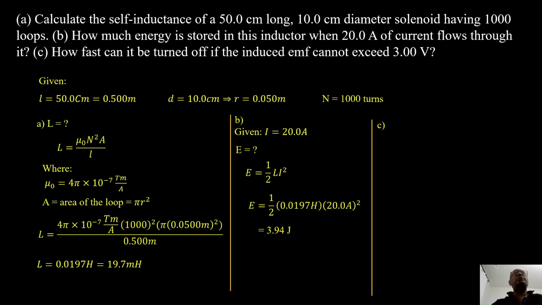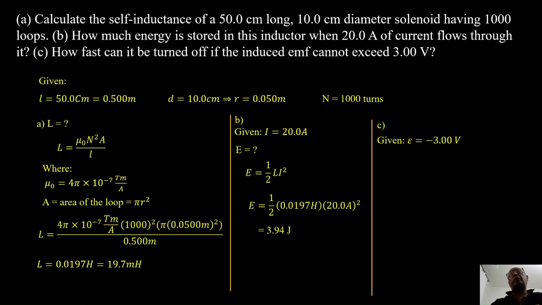And C is asking for how fast, so lapse of time or time is required given the induced voltage. And we know the induced voltage is 3.00 volt, but that's going to be negative because induced voltage is always opposing the current. So minus 3.00 volt.